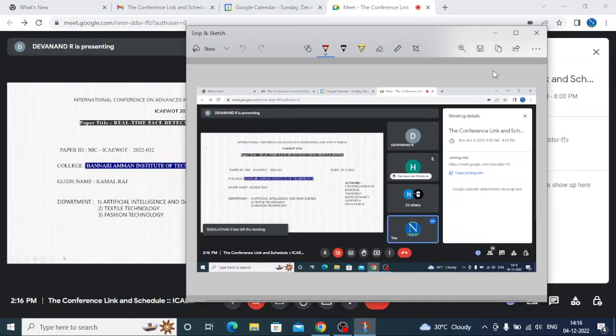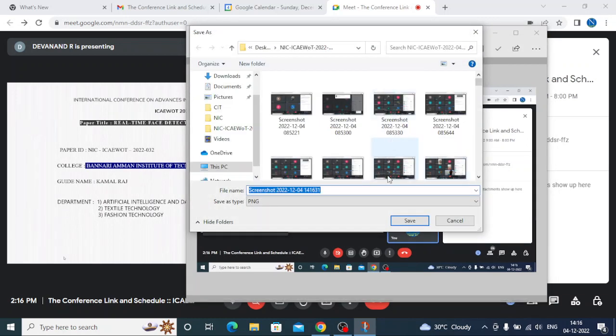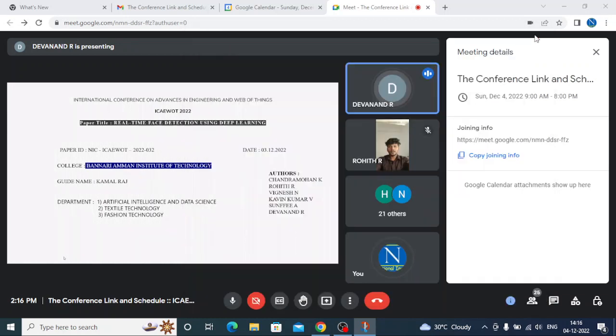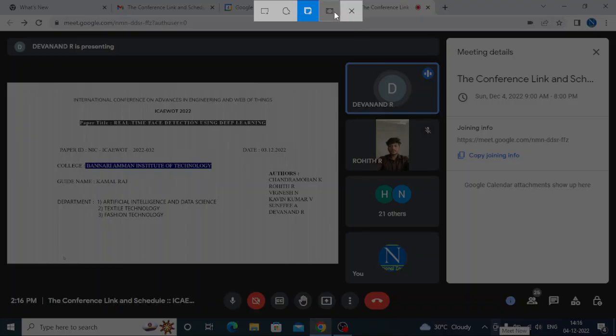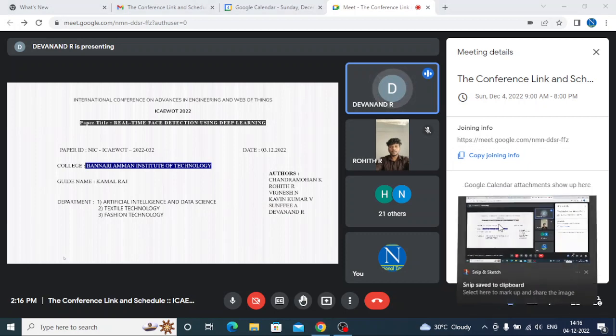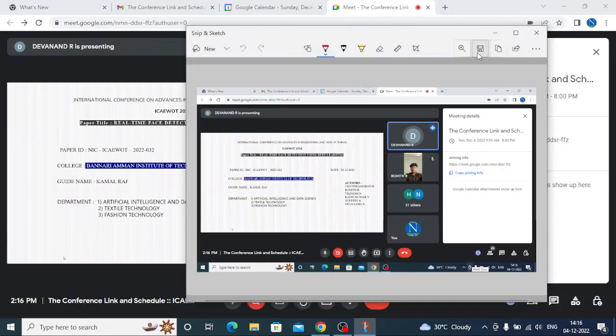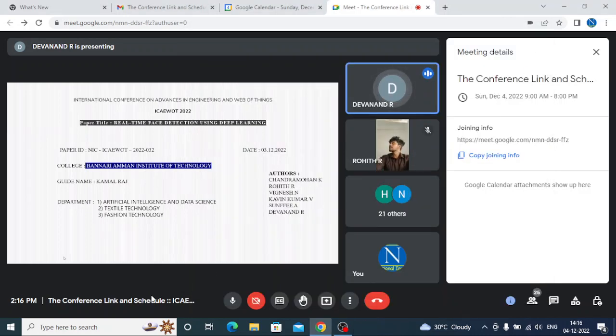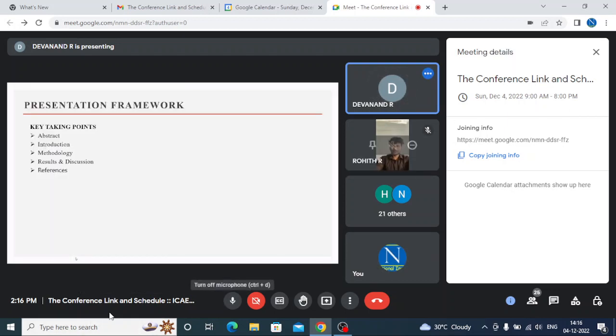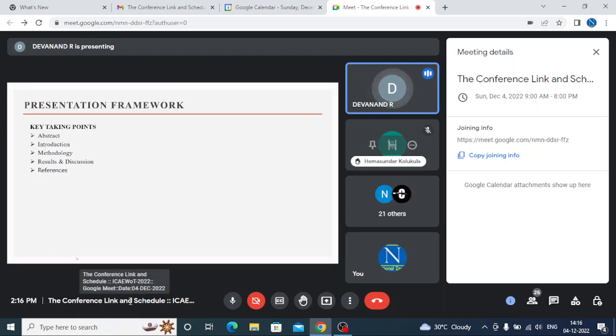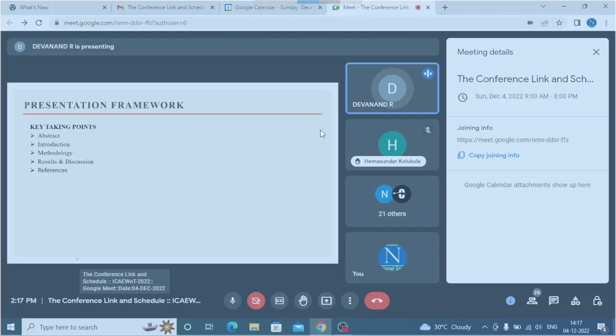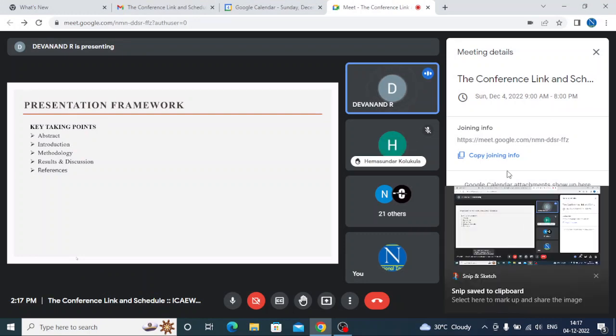Good afternoon, sir. My paper title is Real-Time Face Detection Using Deep Learning, and we are from the Bannari Amman Institute of Technology, sir. Our guide name is Kamal Raj, and my authors are Chandra Mohan, Rohit, Vignesh, Kavin Kumar, Sanpi, and I, sir. The key points in this topic are abstract, introduction, methodology, results and discussion, and references.